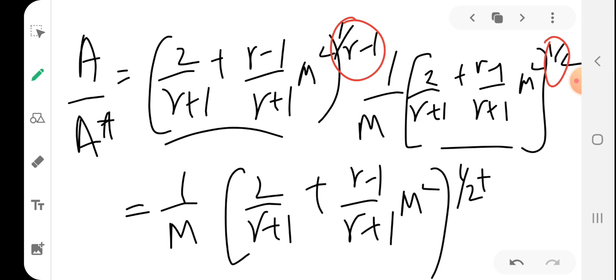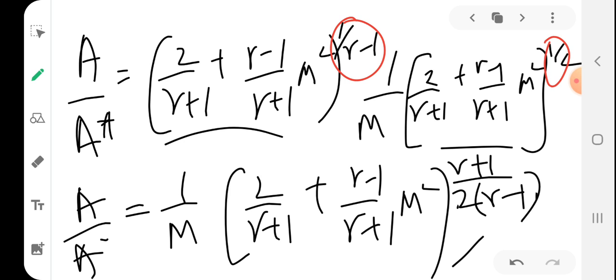Half plus 1 by gamma minus 1. If you add it, you will get gamma plus 1 by 2 into gamma minus 1. So this is the equation for A by A star. The variation of area ratio with Mach number in variable area isentropic flow is according to this particular equation.